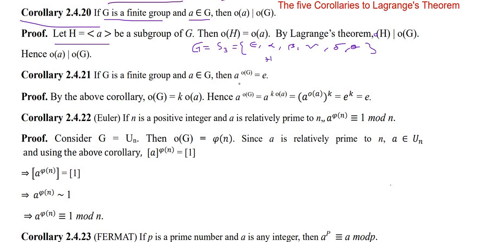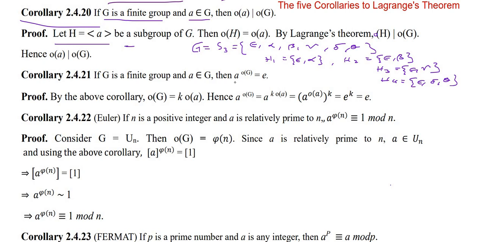But we have the 4 proper subgroups, namely H1, which is epsilon alpha, then H2, which is epsilon beta, H3, which is epsilon gamma, and H4, which is epsilon delta theta. So all these are proper subgroups of S3. So let H be a subgroup. You can consider one of the 4 proper subgroups.